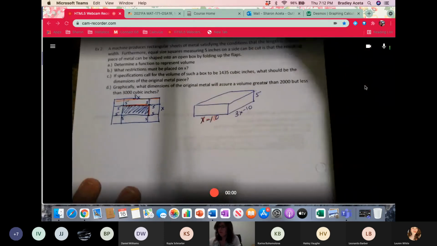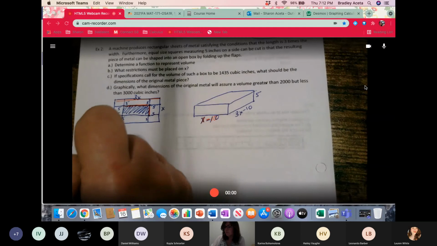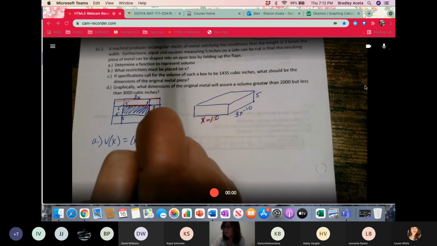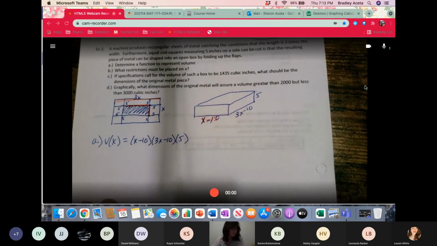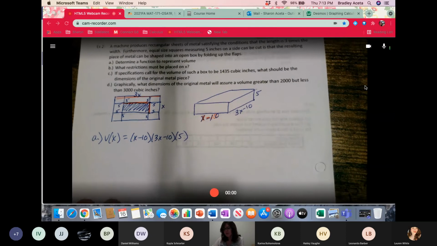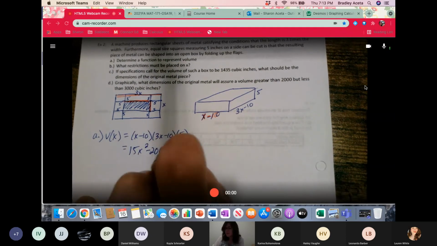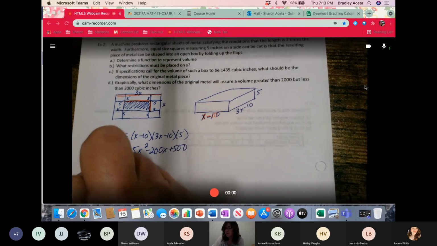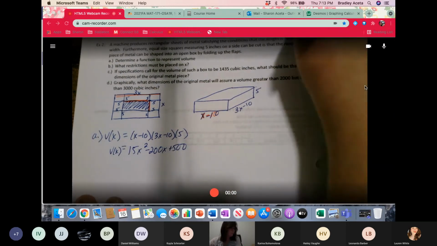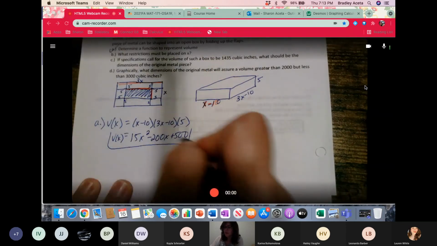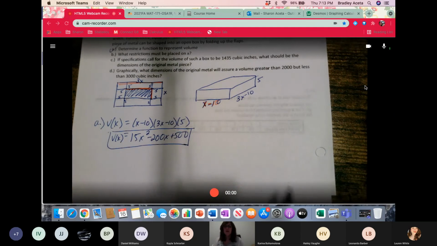If you don't remember how to find volume, volume equals your length times your width times your height. And yes, you've got to FOIL this out. I'm going to save us some time and FOIL it out for us: 15x squared minus 200x plus 500. Now, that was part A. All that to do part A. But I promise you the question you'll get will be very similar. You just want to kind of look to see, are you subtracting? Are you cutting the 5? Maybe it's a 2 here, something like that.